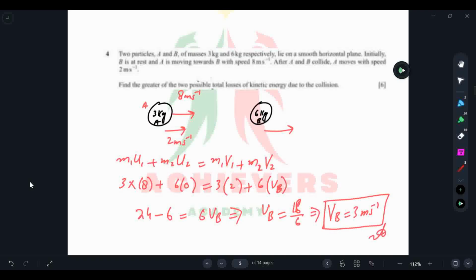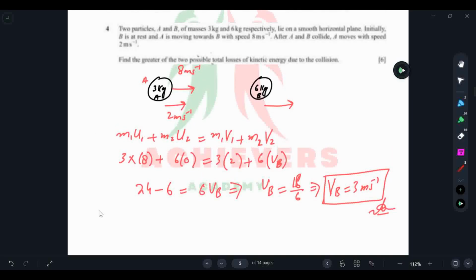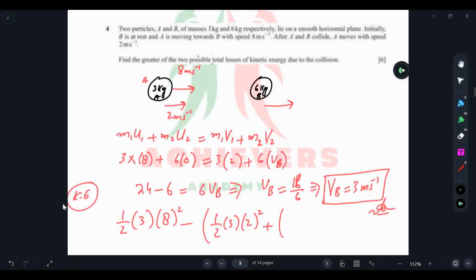I hope that this is clear, but we have to find out the change in kinetic energy due to the collision. So how can we find it out? We know that kinetic energy is equal to half mv squared. So half mv squared, mass is 3, for the first one, minus, we need to subtract the kinetic energy after the collision. So this should be 1 by 2 mv squared after collision, plus half 6 into 3 squared.